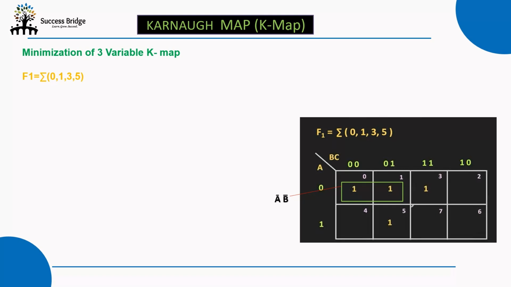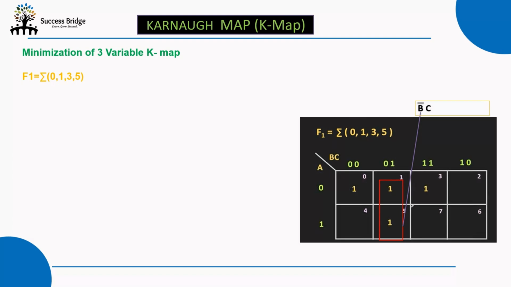Let's see the second group. Similarly, in the second group, variable a is changing from 0 to 1, while the variables b and c remain the same. Here the value of b is equal to 0, while the value of c is equal to 1. Therefore, this group represents b bar dot c.